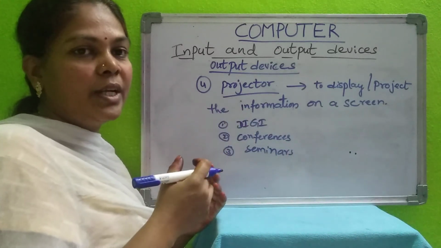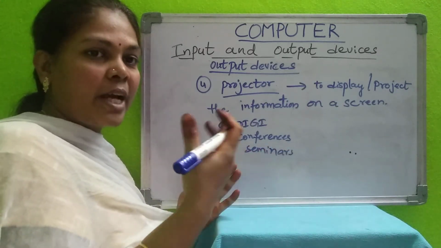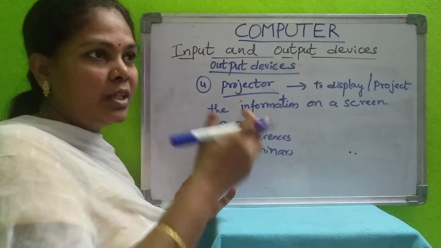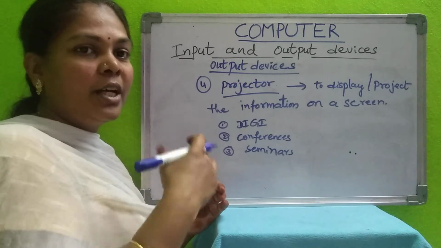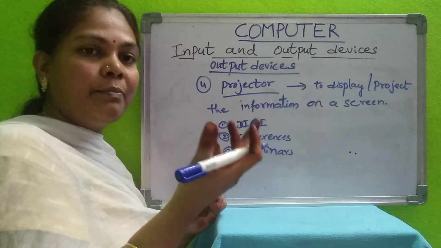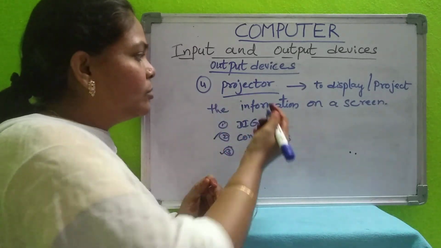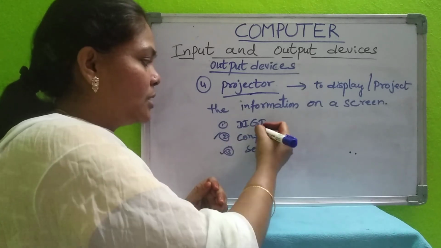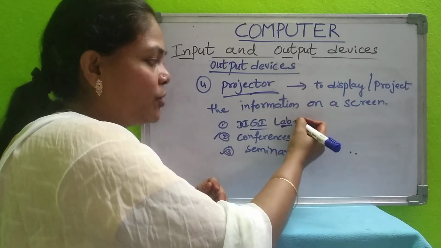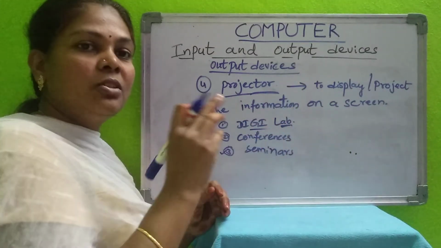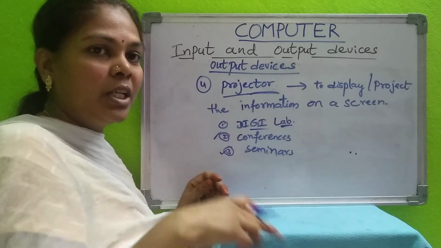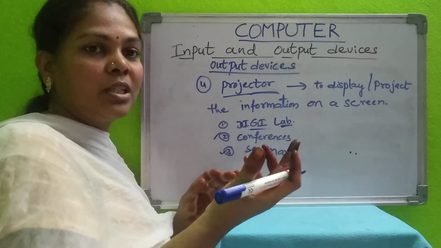Isn't it? In DG lab what did we do? Teachers play rhymes or any related information about the subject, that we play on the screen using this projector and we watch that. Same for seminars and conferences also. In many big companies or offices, they use this projector to give seminars and conferences. In DG lab we are using this projector, which is connected to the computer instead of a monitor. There we don't connect a monitor. We use this projector to project the information on a screen so that many students can watch that.